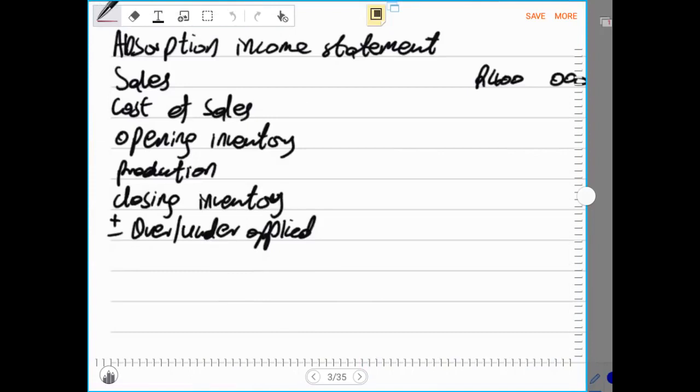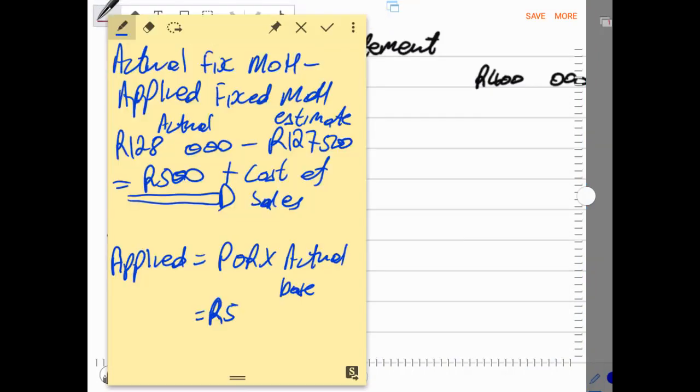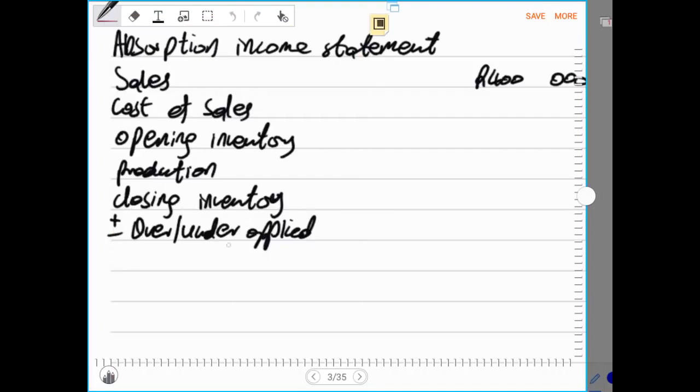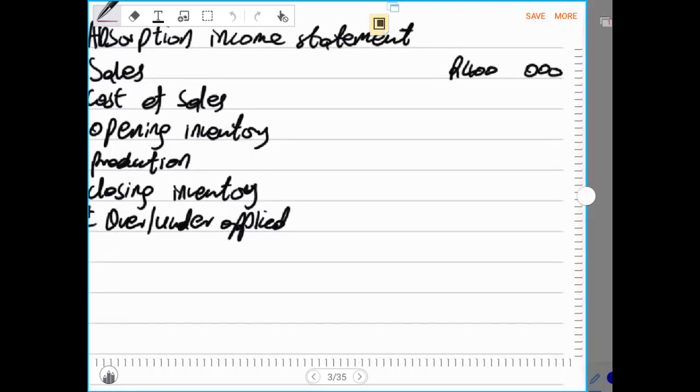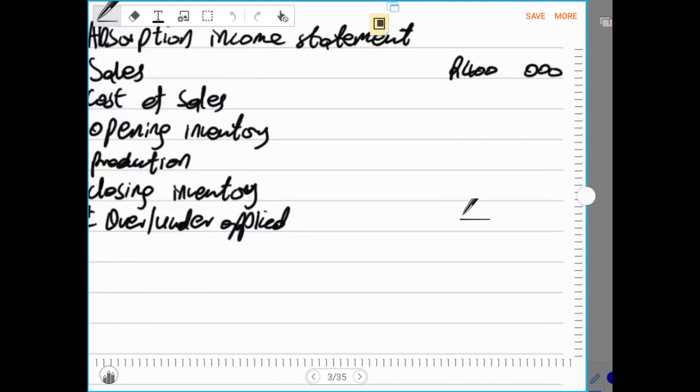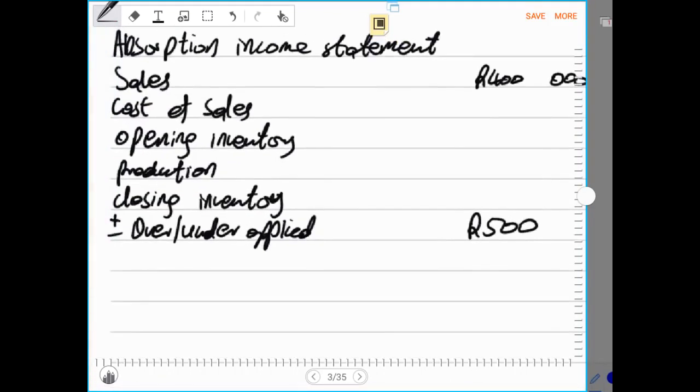So now we have calculated and found out that we have underestimated our cost of sales. Therefore this will be a plus in our cost of sales. So we can immediately say under applied and say plus 500 because we've already done that. It is a very important calculation for one to understand.